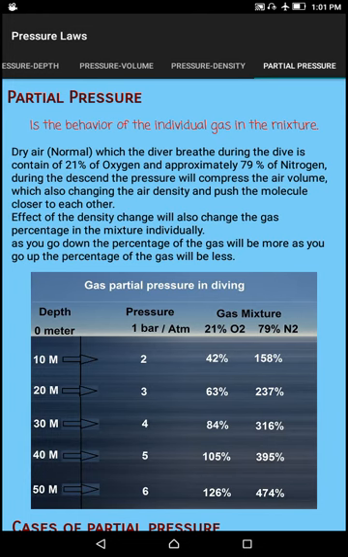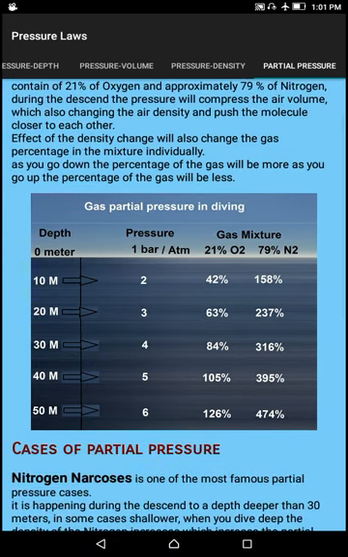The fourth is partial pressure. Partial pressure is very, very important. In a shortcut, partial pressure means the behavior of the individual gas in the mixture. For example, we have air that contains 21% of oxygen, 79% of nitrogen. Under pressure, each one of these gases will behave individually on its own. That means if you start your dive with 21% of oxygen on the surface, once you start to go deeper, this percentage of oxygen will increase alone. Also the same will be with the nitrogen, it will increase alone.